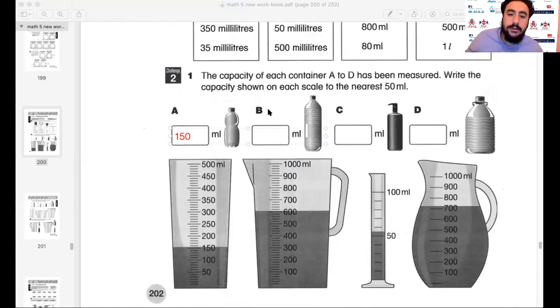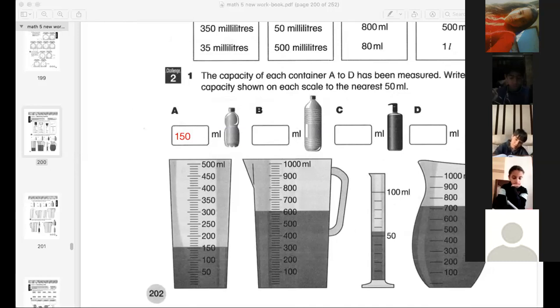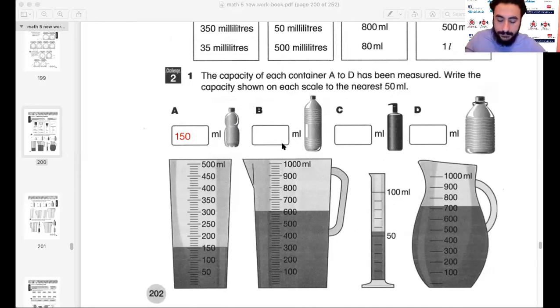Okay, Yassine, what about the next one here? Excellent, Yassine. What about letter B? 600. Yeah, it's going to be 600. This is the full one. Okay, what about C? So let me write here.